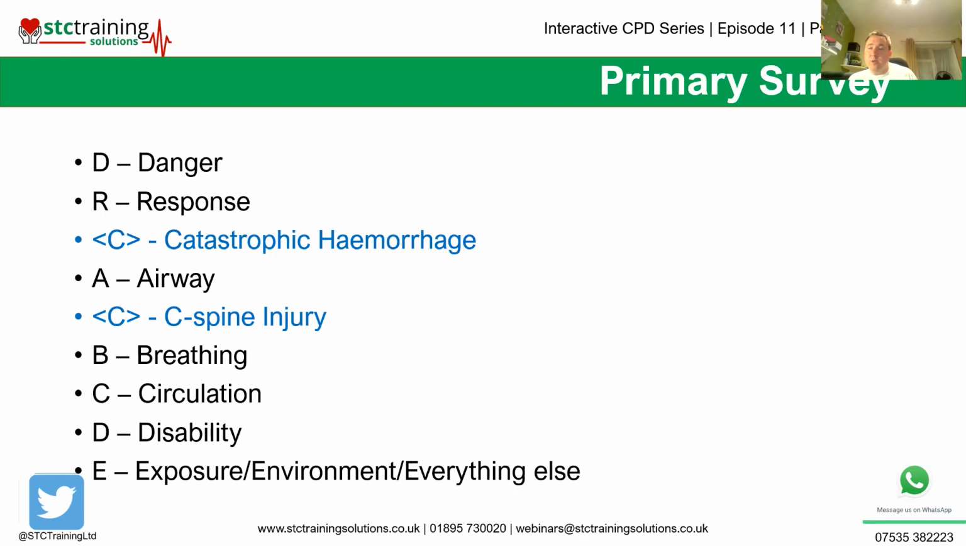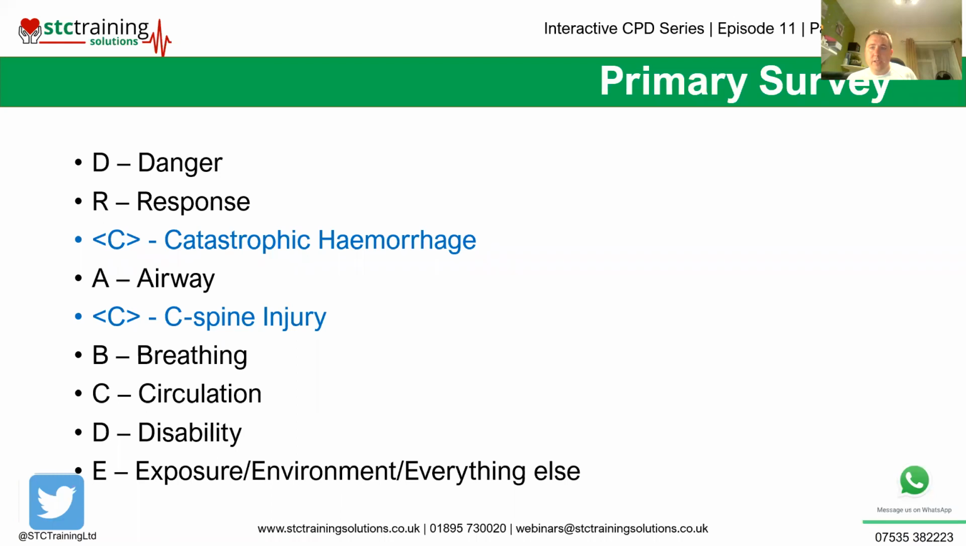These are the two that I think can confuse people a little bit. If you look at A and B, airway and breathing are dealing predominantly with the respiratory system. C, circulation, deals predominantly with the cardiovascular system. D for disability is neurological disability. So it's looking at the central nervous system, looking at any kind of immediate threats to life coming from there.